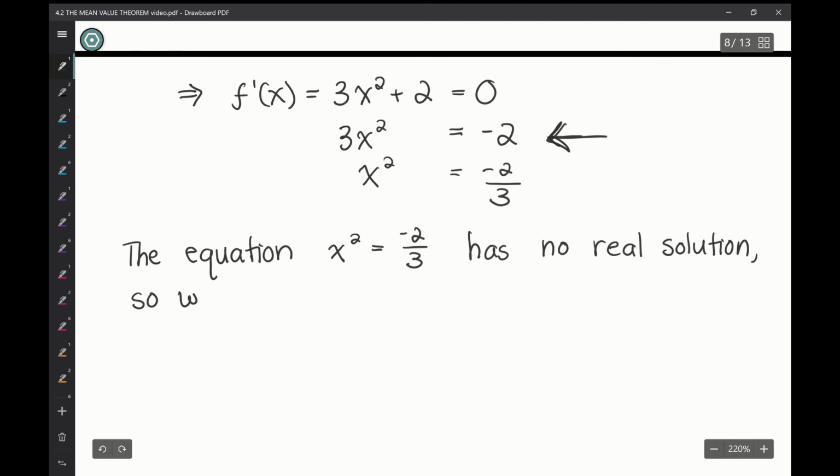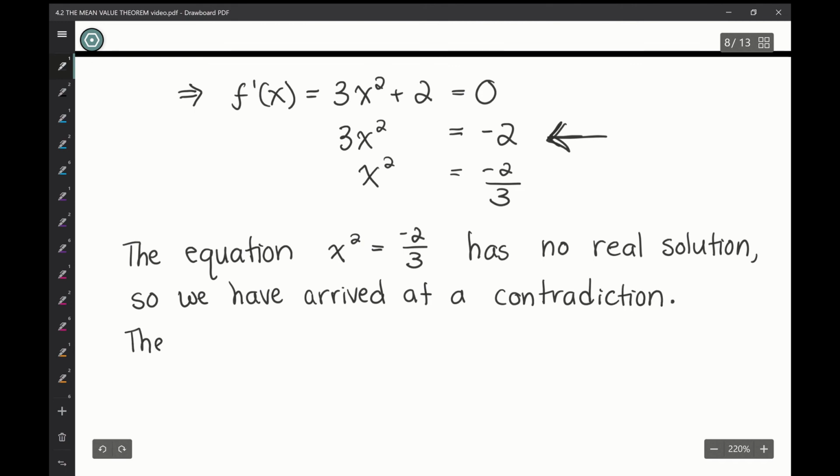So we have arrived at a contradiction. There cannot be 2 solutions.